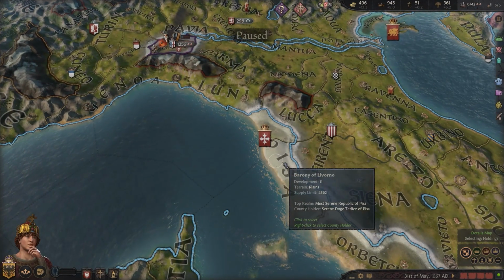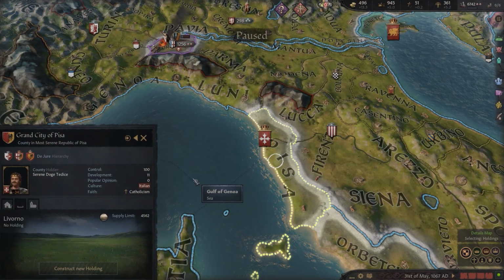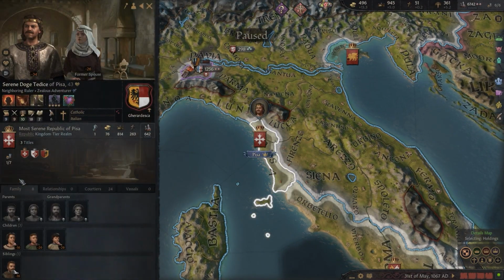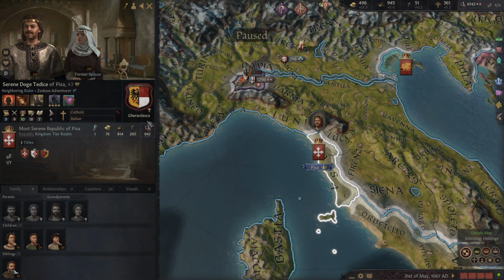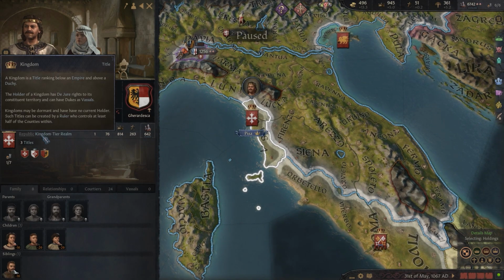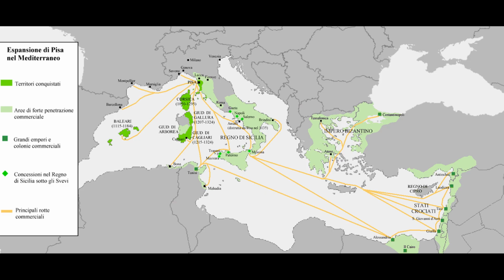Aside from Venice, the other independent Italian merchant republic in the game is Pisa. Pisa is also shown as a monarch-tier realm with the same title as Venice, the most serene Republic of Pisa, also ruled by a serene doge. It is debatable how accurate it is to place Venice and Pisa on the same tier, however.